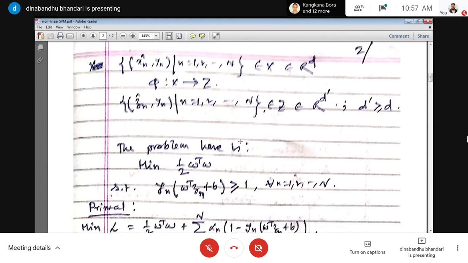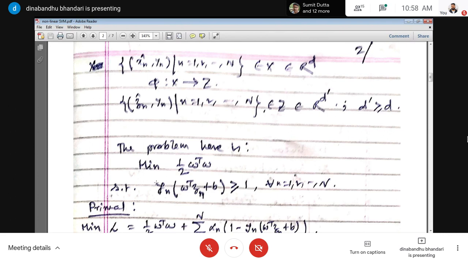Now, what we expect is that in the Z space the points are linearly separable. So here we work in the same way, and we can find the margin. Ultimately the problem will be to minimize half W transpose W, subject to the constraints yn (W transpose Zn plus B) greater than or equal to 1.